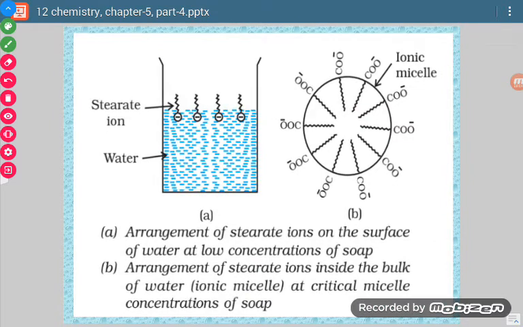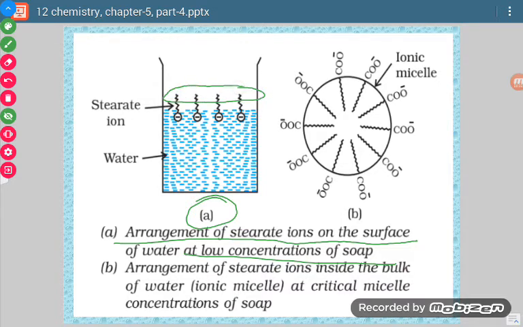Now see, here you can see, if we have taken our solution of soap in water, then how it will appear. Now see, in this diagram, arrangement of stearate ions on the surface of water at low concentration of soap. When concentration of soap is low, then it is going to behave as a normal electrolyte. So when it is behaving as a normal electrolyte, then the hydrophobic end will be away from the water and the hydrophilic end will be attached with the water.